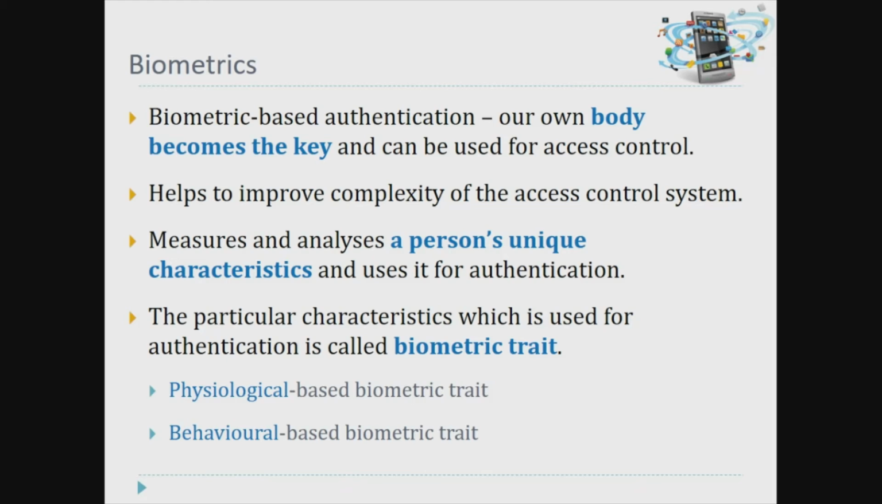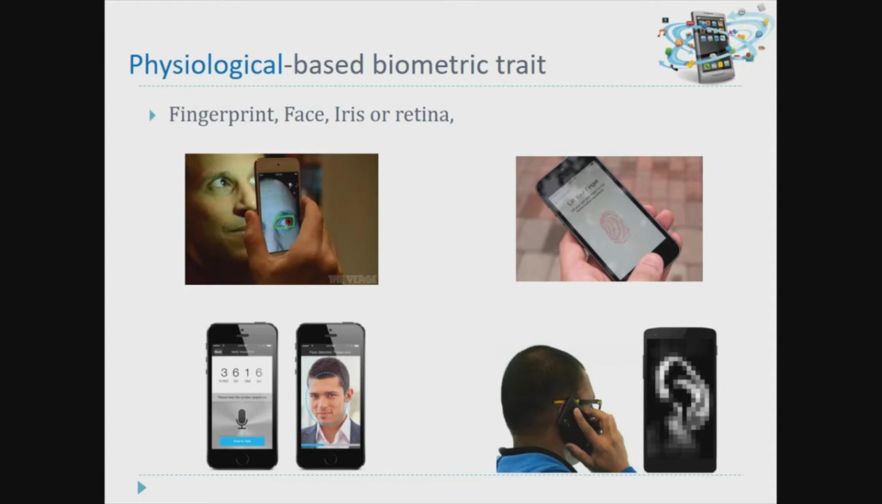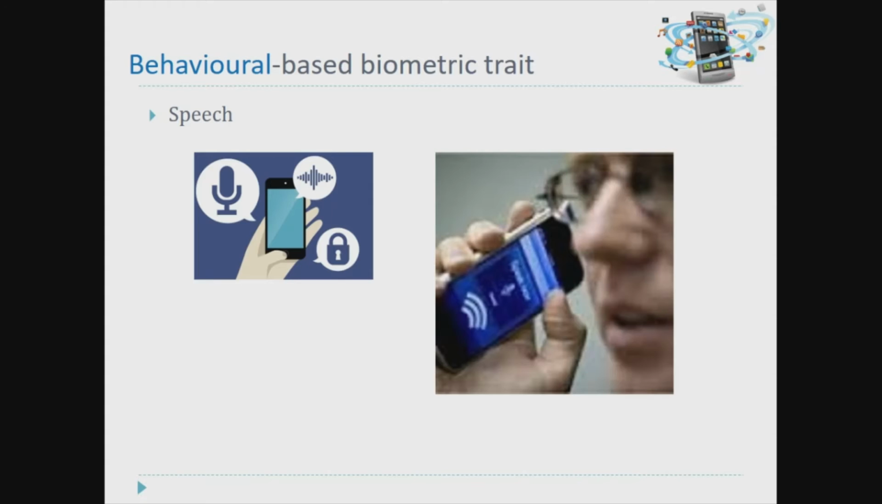So the particular characteristic which is used for the authentication is called a biometric trait. There are physiological-based biometric traits and behavioral-based biometric traits. Physiological-based biometric traits are our fingerprint, our face recognition, the iris or retina. And for the behavioral, an example is our voice command, but it still has drawbacks.